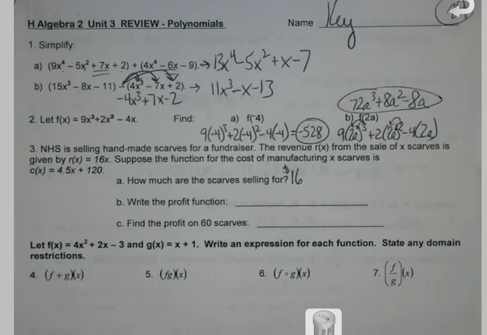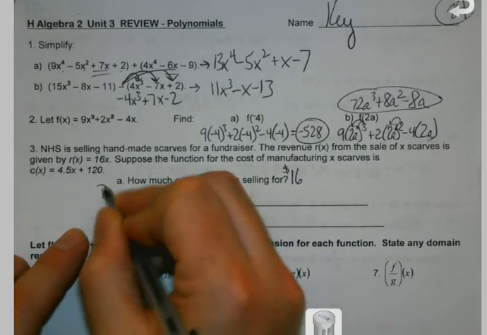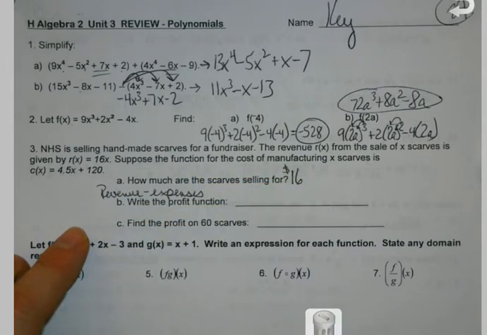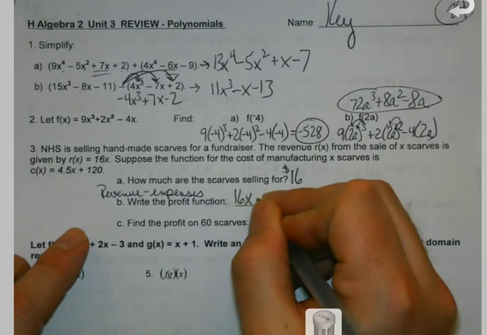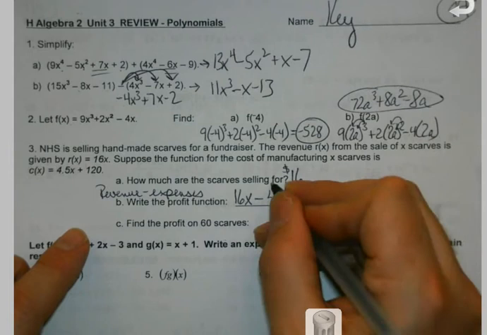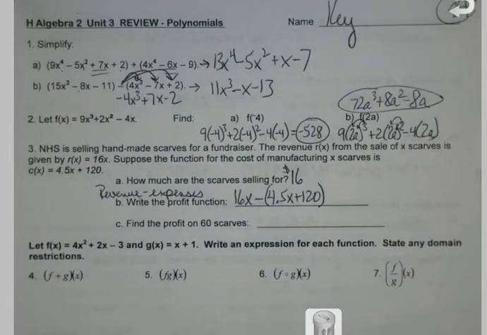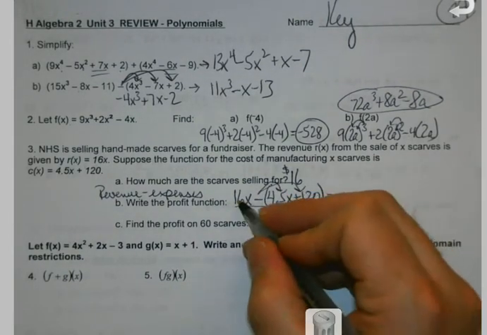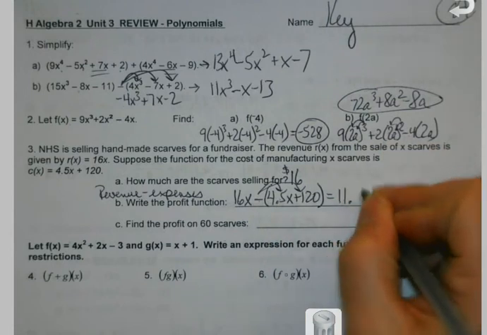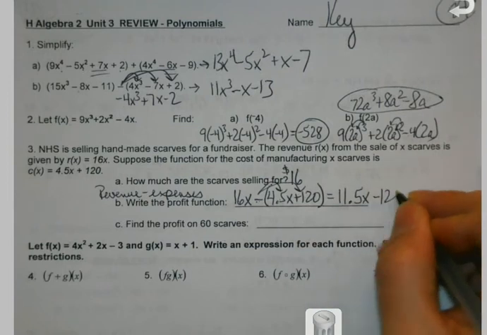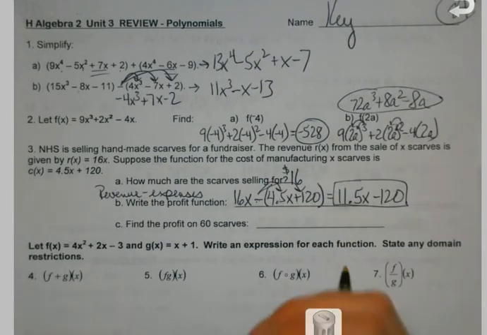Okay. The profit function is always my revenue minus expenses. Revenue minus expenses, but be careful. You have to subtract all of the expenses. If you forget the parentheses, that 120 is going to mess you up because I've got to distribute this through. 16 minus 4.5 is 11.5x. And that negative distributes to the 120. So that would be my profit function.